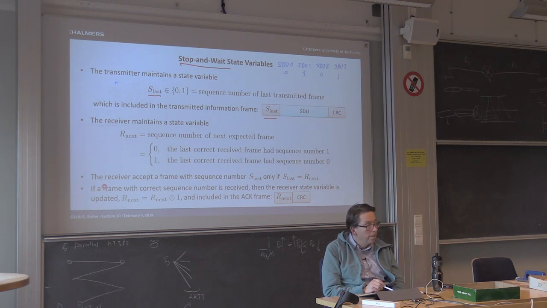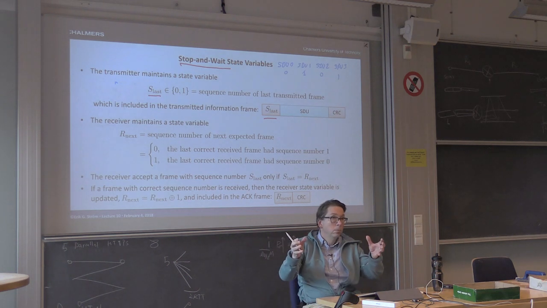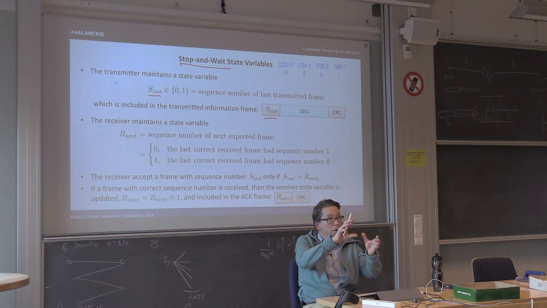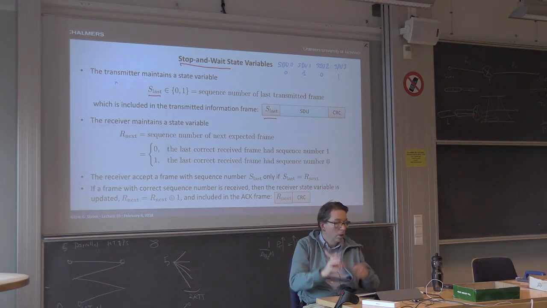Then the receiver receives a frame, say, and it will accept that if the sequence number in that frame, S last, is equal to R next. So if I'm the receiver, I get a frame, then I look at the sequence number. Is that the sequence number of the frame I would like to have? Then I accept it. If it's not, then I don't accept it.